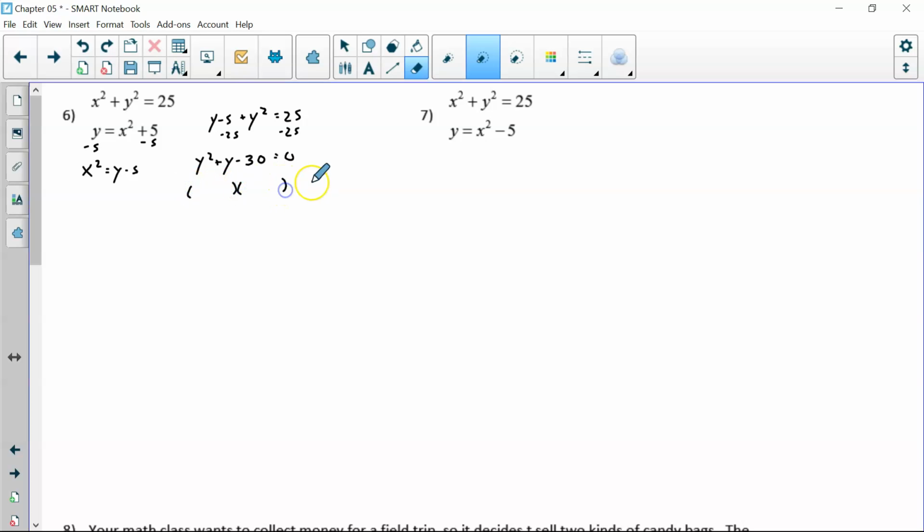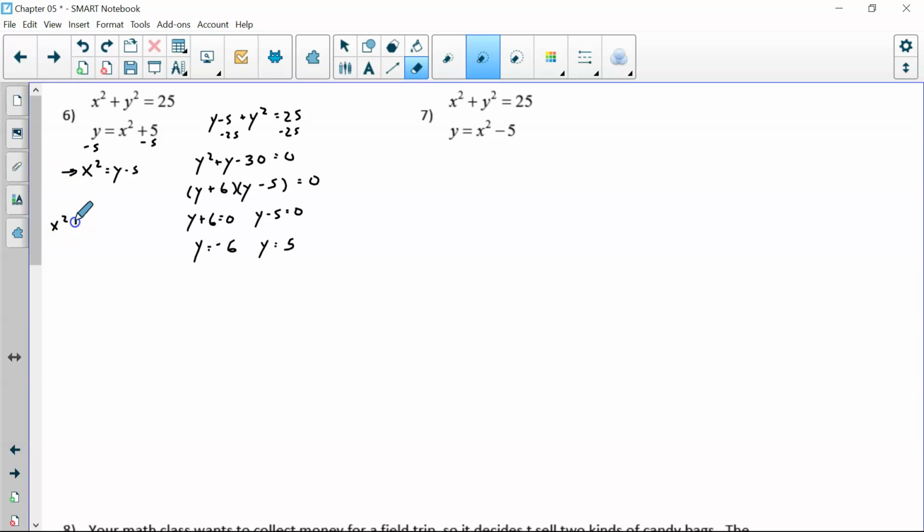We can factor this. Y and y. Now to multiply to negative 30 and add to 1, that's going to be a positive 6 and a negative 5. Y plus 6 equals 0. Y minus 5 equals 0. So y equals negative 6 and y equals 5. We need to find our solutions. So now I can use this rewritten equation here.